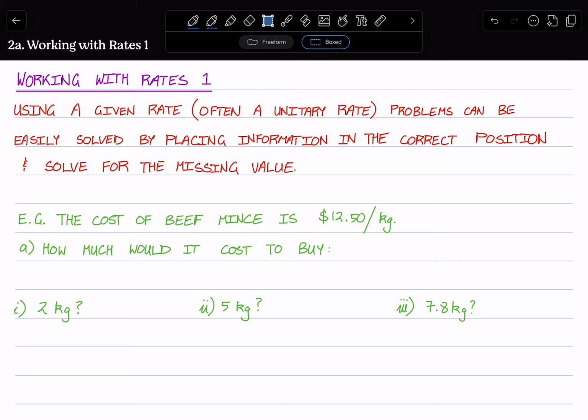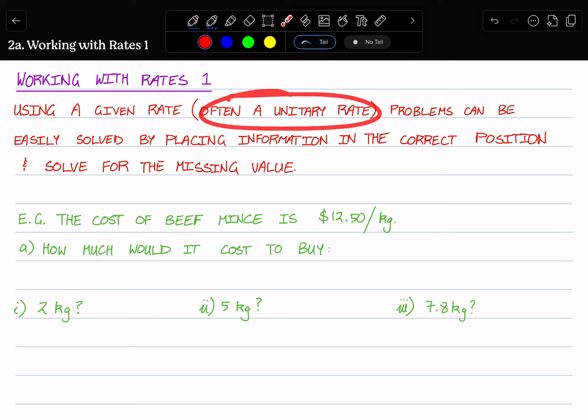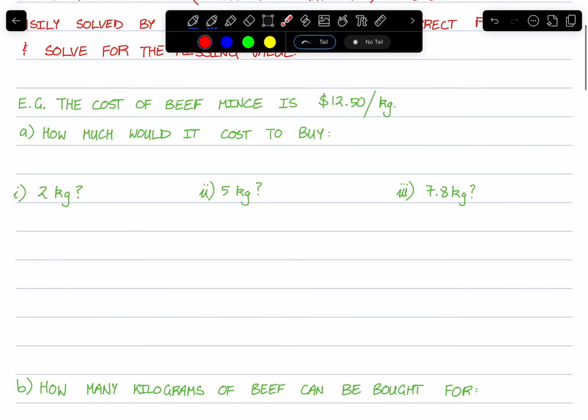Hello class, this is a video tutorial on working with rates. Using a given rate, often a unitary rate, problems can be easily solved by placing information in the correct position and solving for the missing value. So let's go straight into these examples.